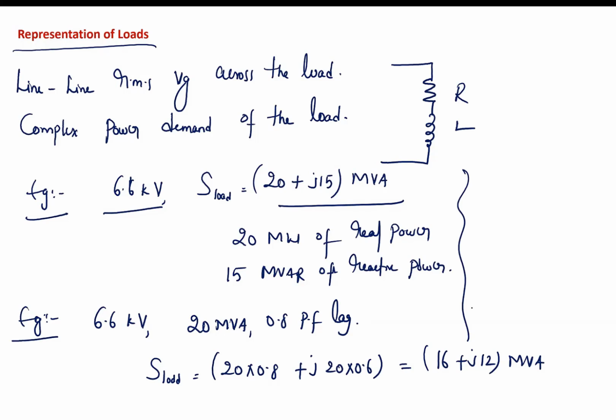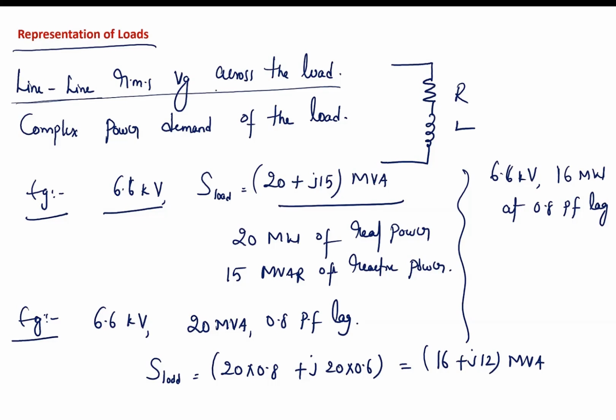Sometimes they may give 6.6 kV, the voltage is a must, and 16 megawatt at 0.8 power factor lag. So they are mentioning the real power and the power factor. From this, again, you can calculate the complex power absorbed by the load. Okay. So whatever the data specified, one is the line to line RMS voltage across the load. Next, we should be able to mention the complex power demanded by the load. This is the data that is required from the various elements in the power system network.